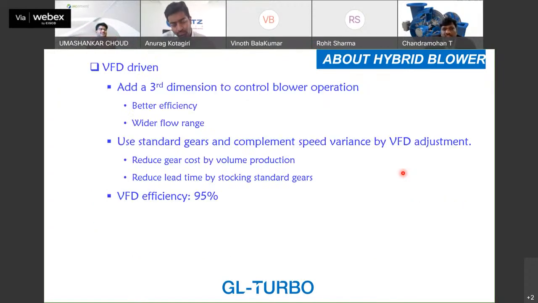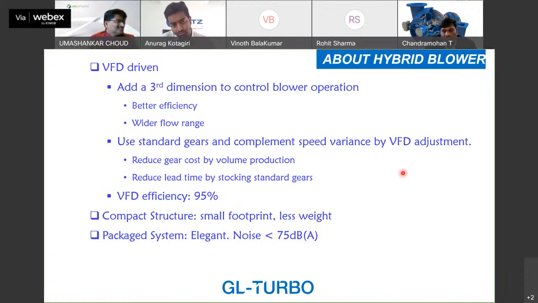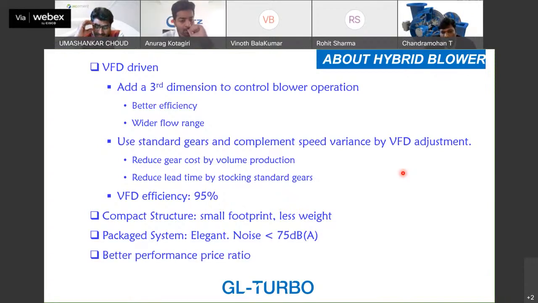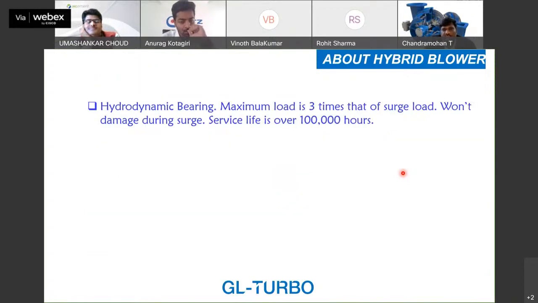So the failure rate is very low, and this is the third generation VFD, so it will have better efficiency. VFD efficiency is about 95%. The footprint is small and the weight is also very low, and package noise is hardly 75 dB, so it won't be much of a noise problem either.